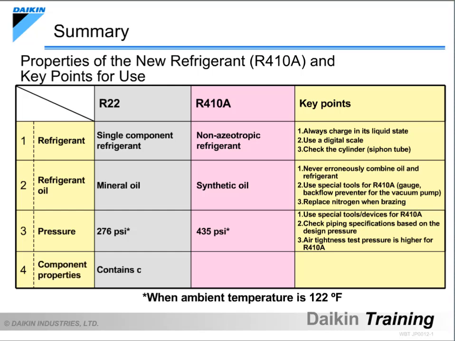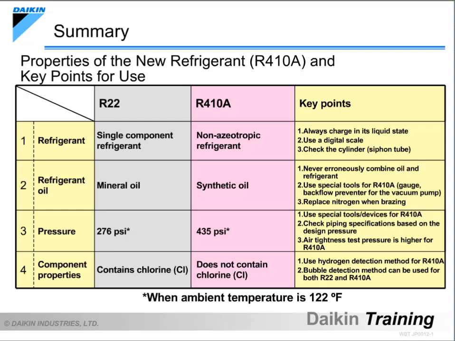With regard to component properties, R22 contains chlorine, which depletes the ozone layer. However, R410A does not contain chlorine. When conducting a leak test for R410A, be sure to use the hydrogen detection method that can detect the hydrogen contained in both R22 and R410A. Please always remember these instructions when working with new refrigerants.